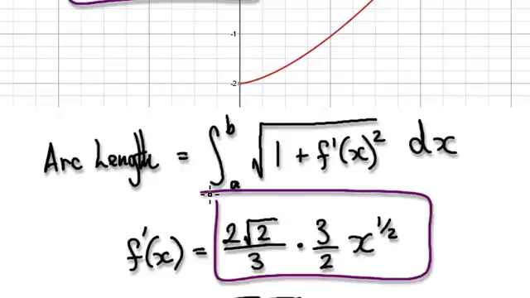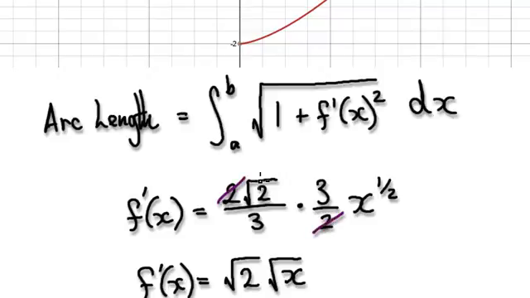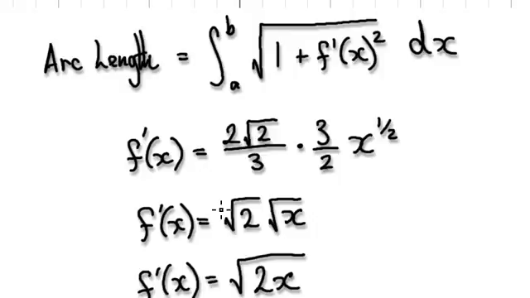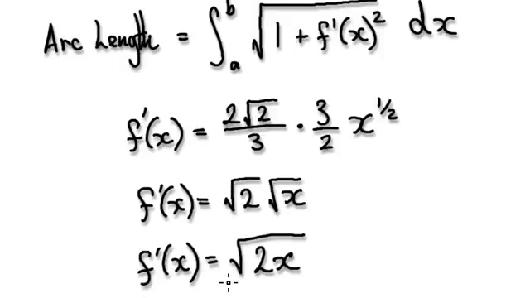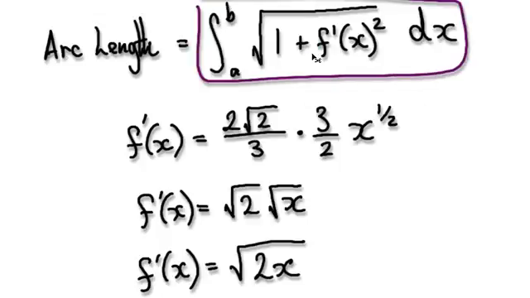Okay, and then tidy this up. This cancels out, leaving you square root of x. Square root of 2, and then this is the square root of x. Okay, and then that becomes root 2x. So looking at this, the arc length is given by this.